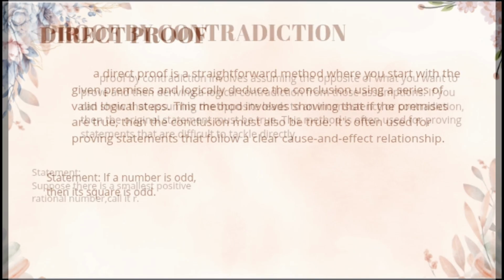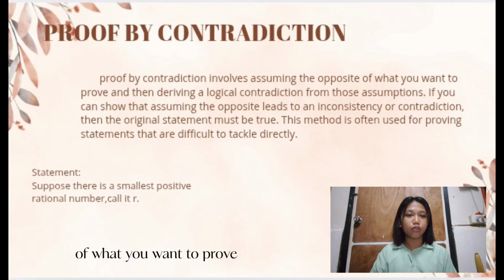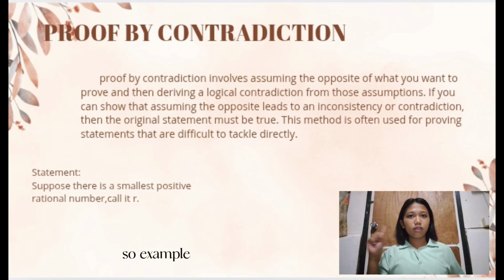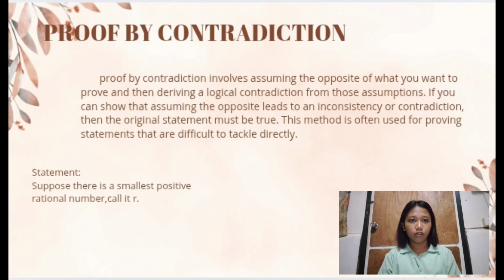Let the number be an odd number, then its square is odd, so the square of an odd number is always odd. Next is proof by contradiction. Proof by contradiction involves assuming the opposite of what you want to prove and then deriving a logical contradiction from those assumptions. For example, suppose there is a smallest positive rational number, call it r. Then construct a smaller one: consider r over 2, which is positive and r over 2 is less than r. So we found a smaller positive rational number than r, which contradicts the assumption that r was the smallest. Therefore, there is no smallest positive rational number.